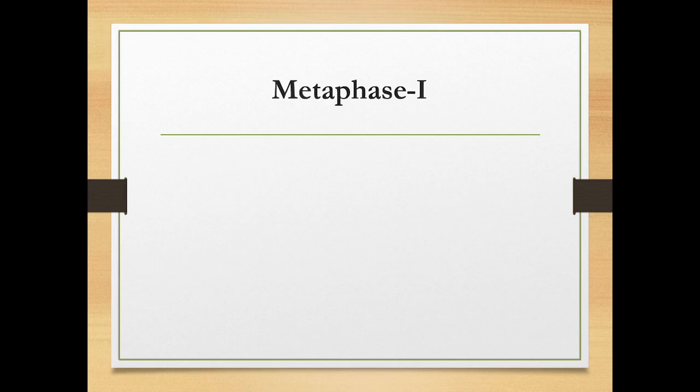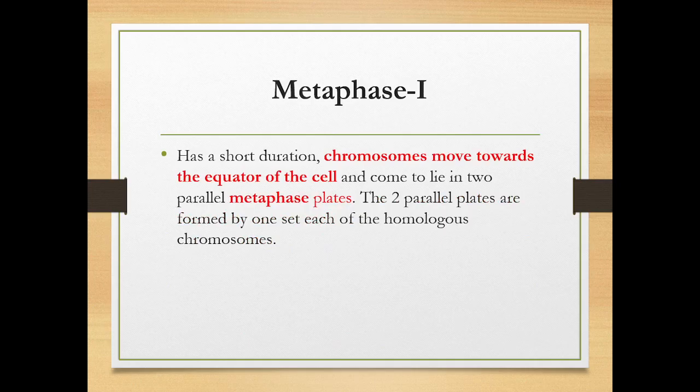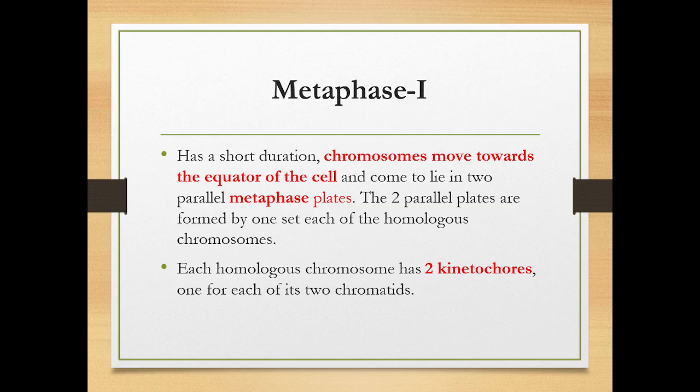So let me look at metaphase 1. Metaphase 1 has a short duration, and normally the chromosomes move to the equator of the cell and come to lie in two parallel metaphase plates. The two parallel plates are formed by one set each of the homologous chromosomes. Each homologous chromosome has a kinetochore, one for each of its two chromatids.